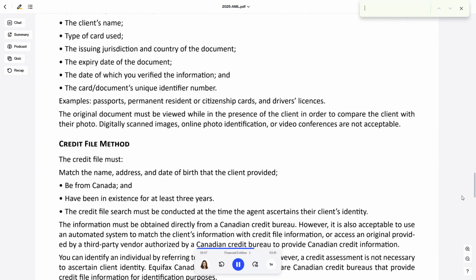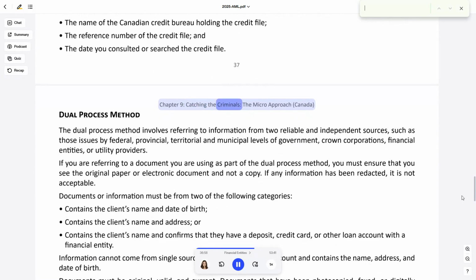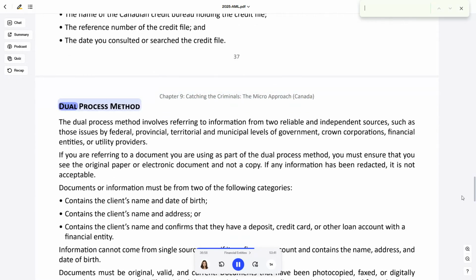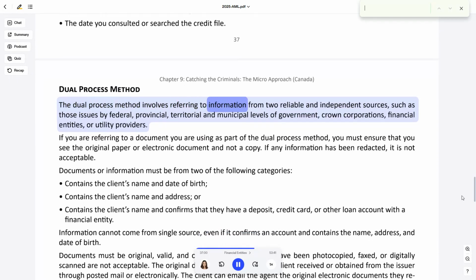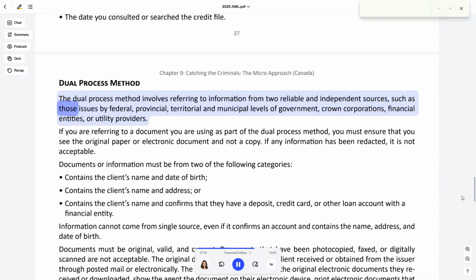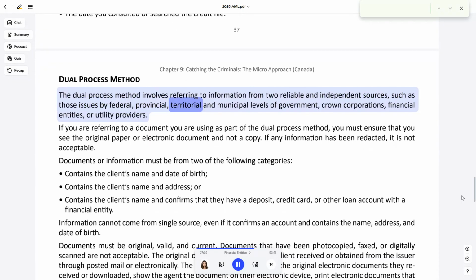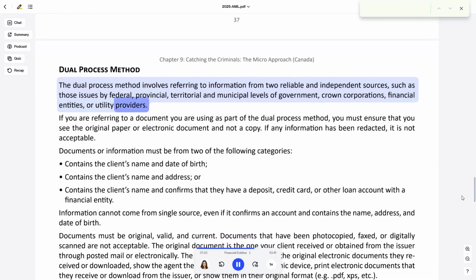37. Chapter 9. Catching the Criminals, the Micro Approach Canada. Dual Process Method. The dual process method involves referring to information from two reliable and independent sources, such as those issued by federal, provincial, territorial, and municipal levels of government, crown corporations, financial entities, or utility providers.